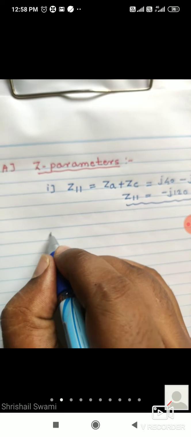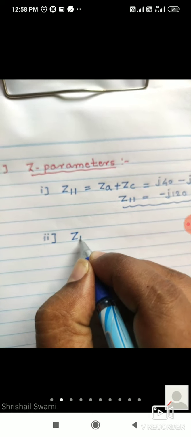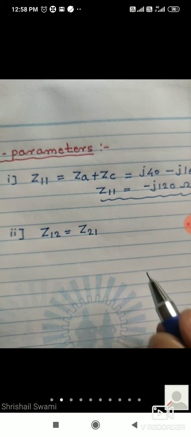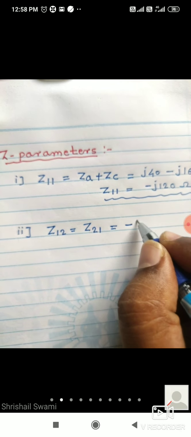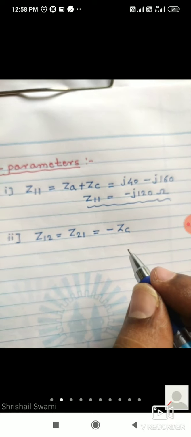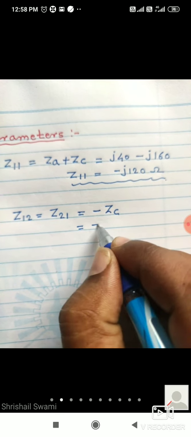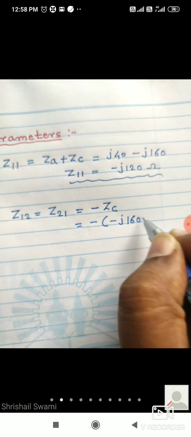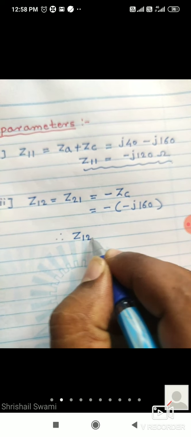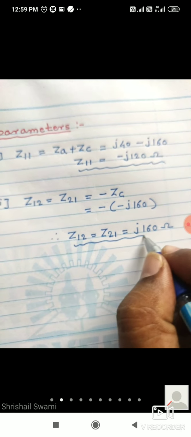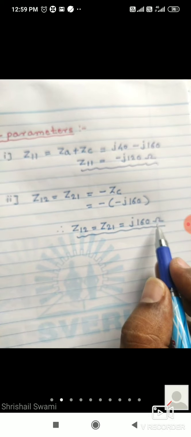Okay. So next, second part, Z12 is equal to Z21. Directly you can calculate both. Z12 is equal to Z21 is equal to minus ZC. Okay. So ZC is equal to what? Minus J160 you can put here. So minus of minus J160. So that becomes Z12 is equal to Z21 is equal to minus minus becomes plus, that is J160 ohm. So this is the answer of Z12 and Z21 and unit is ohm.